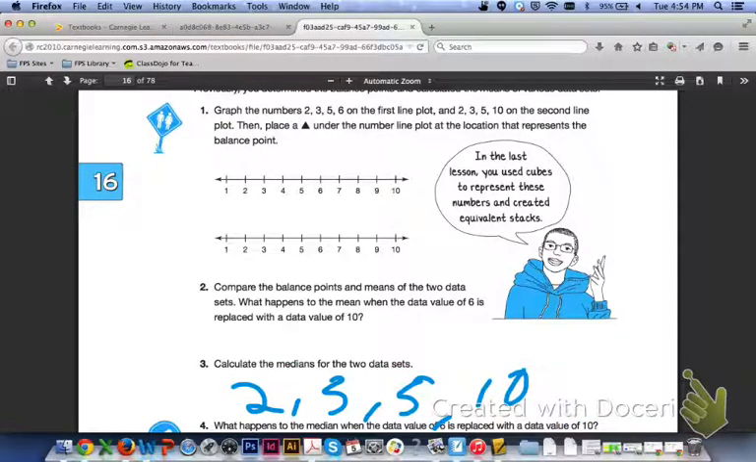If I do the same thing with the next data set, 2, 3, 5, and 10, again, 2 and 10, the first number and last number, are going to cancel. I'm left with 3 and 5. Same thing's going to happen. 3 plus 5 is 8. Divide by 2, that would be 4. So the median, again, is 4. So the median did not change even though that last value changed.